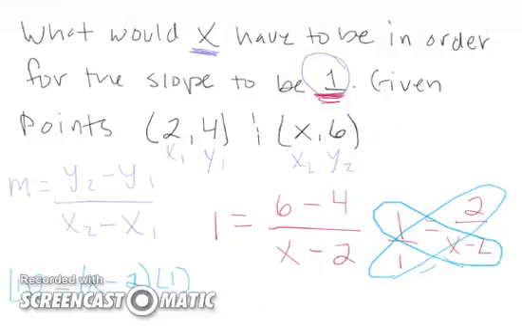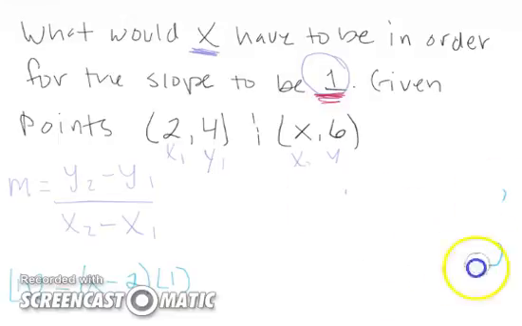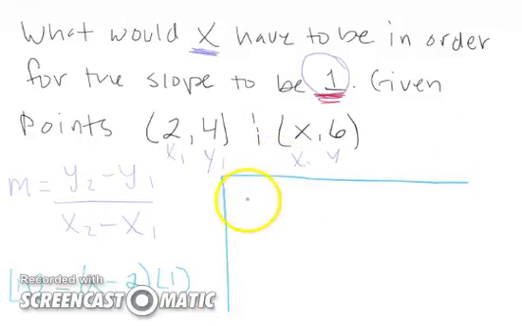I'm going to erase some of this so I have some more space. Sorry about that. So this becomes just 2 equals x minus 2. Add the 2 over, and I get 4. So x would have to be 4.